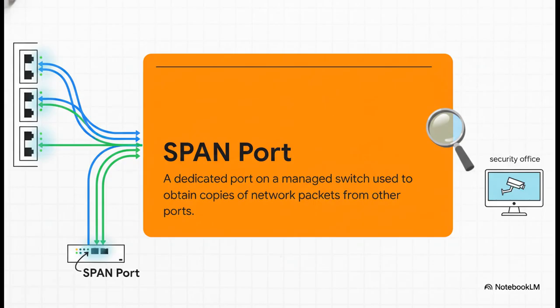Just imagine your network switch is like a busy office building with lots of hallways. A span port is kind of like installing a security camera that makes a copy of the video feed from a few hallways and sends it all to your security office. The best part? It's a feature that's often already built right into the switches you already own.